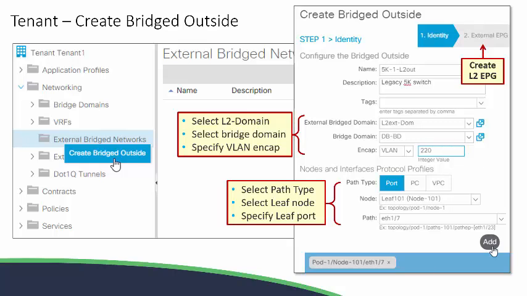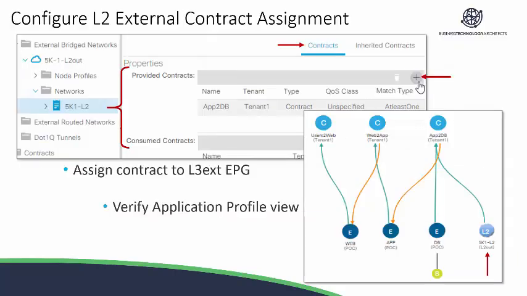Then you will create the bridged outside. You'll go under networking, bridge domains, enter a name, specify the bridge domain, designate the encapsulation, designate the path, the physical interfaces, and select the external EPG in the last dialog box. Once you've created the L2 bridge, you'll bring up the networking bridge domains, enter a name, specify a bridge domain using the drop-down menu, designate the encap and the path, and select the external EPG.